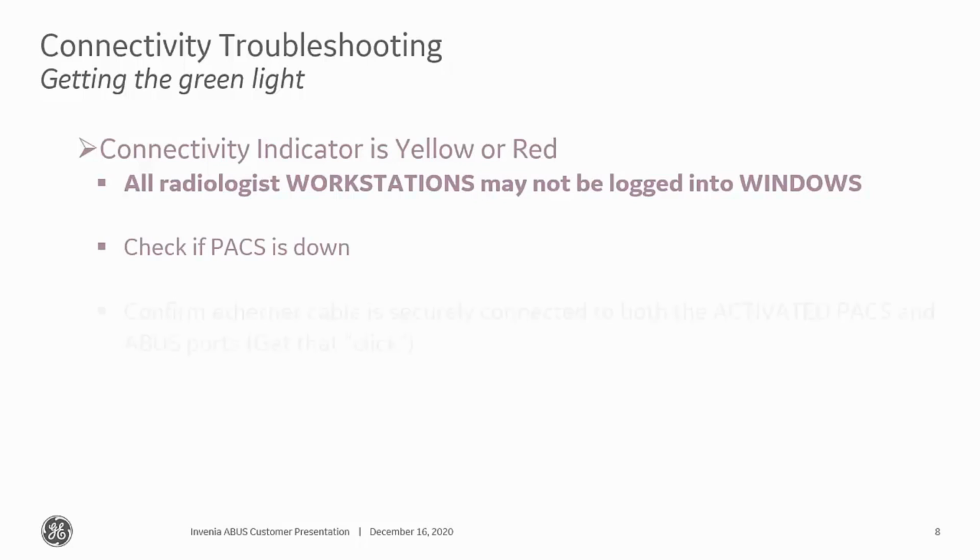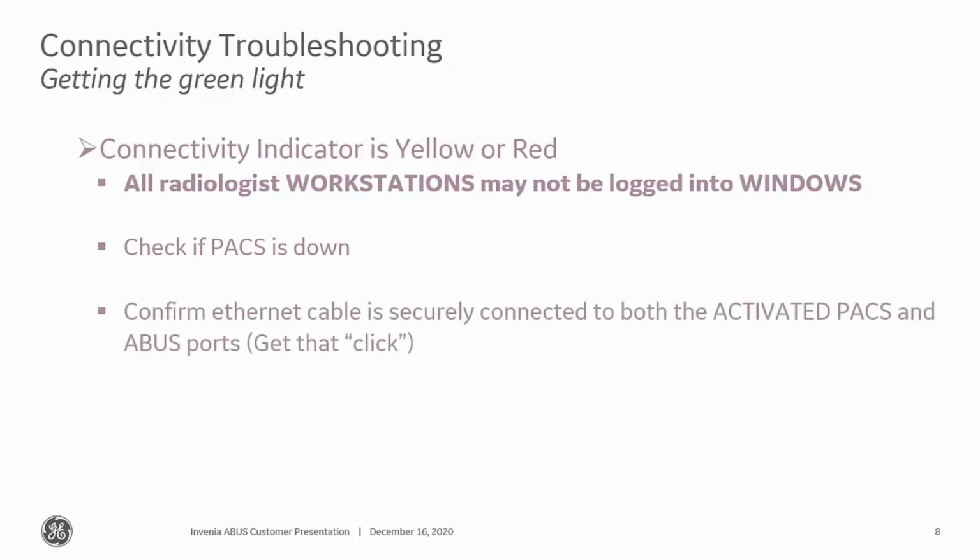If that isn't the issue, then just make sure your Ethernet cable is securely connected, whether it's at the wall or into the ABUS system. That cord can easily get jiggled loose, or if you're sharing that room with a handheld system or another system and you have to interchange the cable, just make sure that that connection is good.